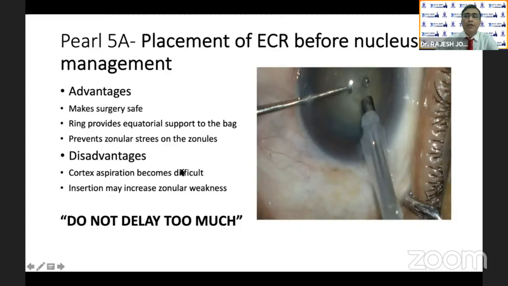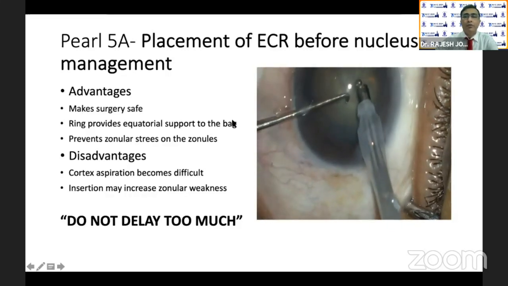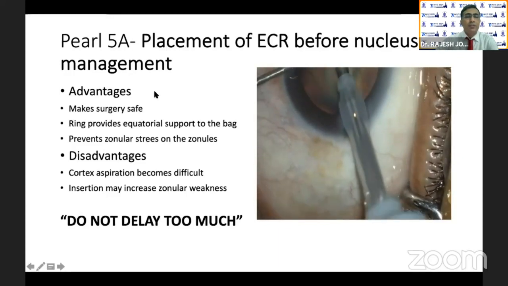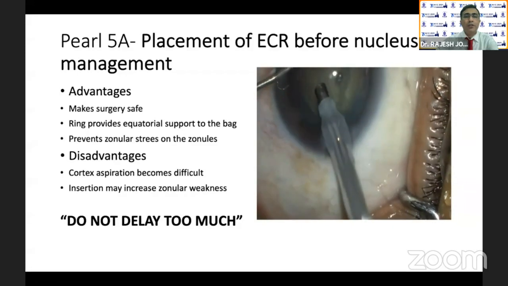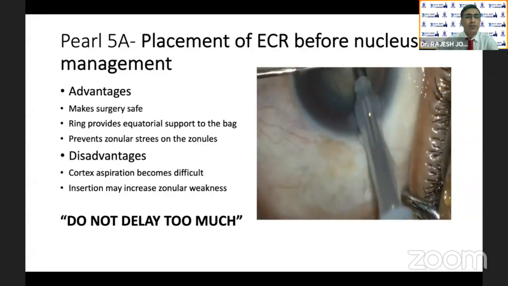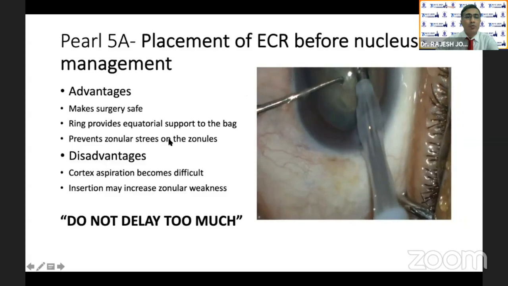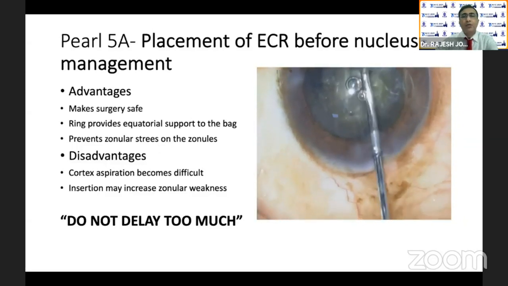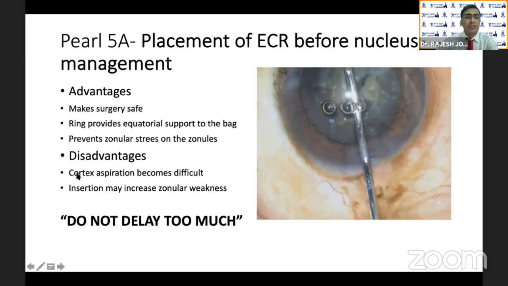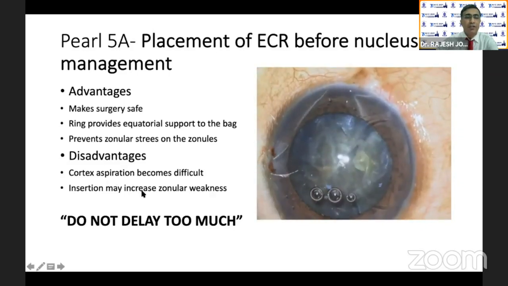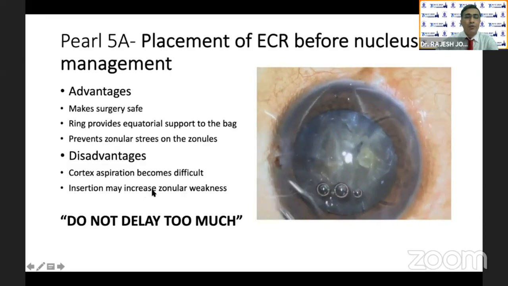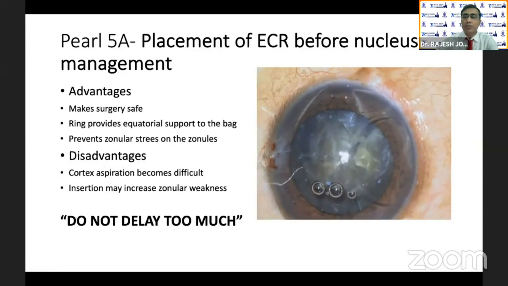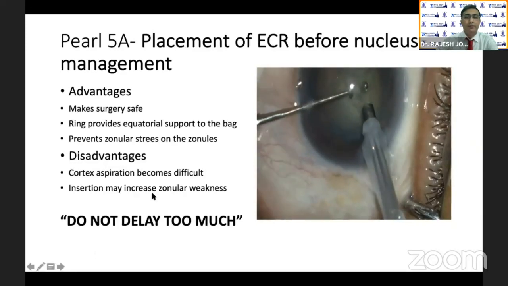Now, placement of endocapsular ring before the nucleus management. Once you have the rhexis, the advantage of this is that it makes the surgery safe, because you know that your bag is well supported by the endocapsular ring. The ring provides equatorial support to the bag. It prevents stress on the zonules. But the disadvantage of placing the endocapsular ring before the nucleus management is that it makes the cortical aspiration difficult, and insertion of the endocapsular ring makes the zonule weak. So don't delay too much for the placement of endocapsular ring. That is the dictum.